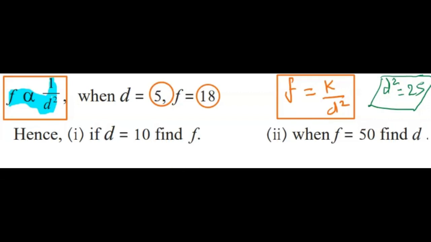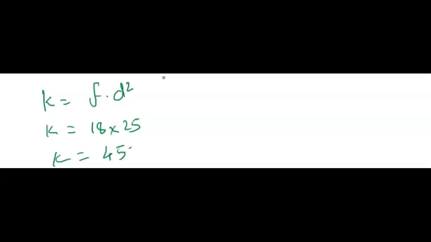Now we'll solve the further example. First, we have to find what k is. So k will be equal to F times d square. F is 18, so k is 18 times 25. Just multiply, taking the product of 18 times 25. That is 450. So we get 450 as the value of k.